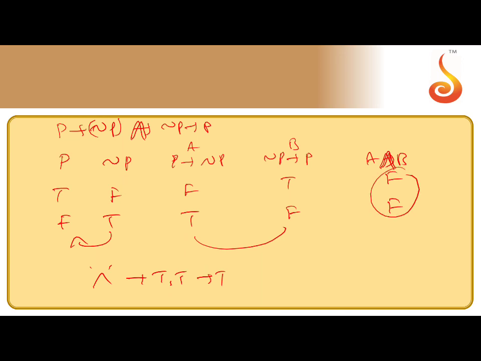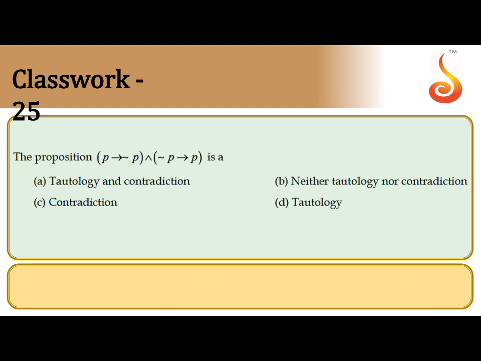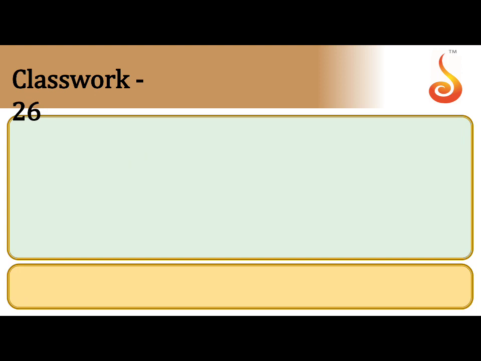So falsity means what you can say? This is a contradiction. This is called a contradiction. I hope this is clear. So AND means both true means true, otherwise false only. Here AND is there. So F T is F, T F is F. That is the answer for this one. I hope this is clear. So answer C, contradiction, is the answer.